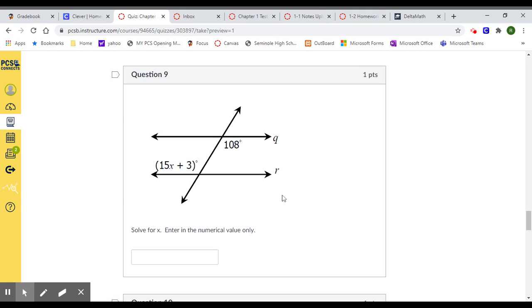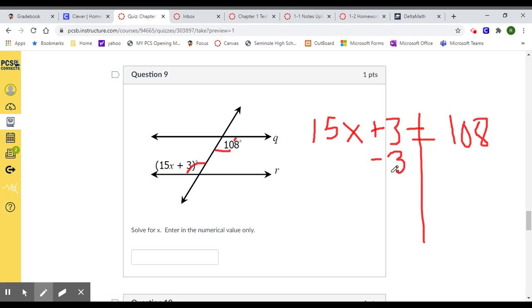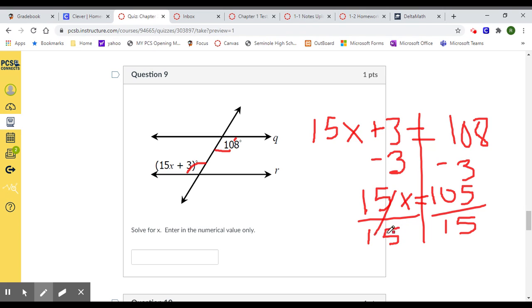This one says solve for x. You have to know that 15x plus 3 and 108 are equal to each other because these are alternate interior angles. So this is just a simple equation to solve. Even though my handwriting's terrible with this mouse, I'm going to subtract 3 from both sides. 15x equals 105, and then I'm going to divide by 15. And I get x equals 7.